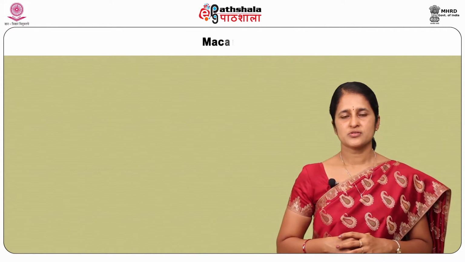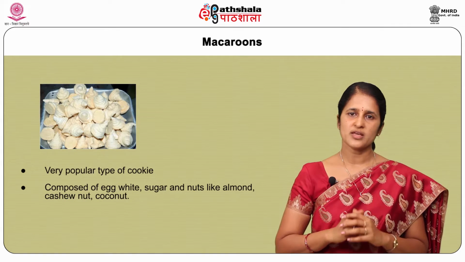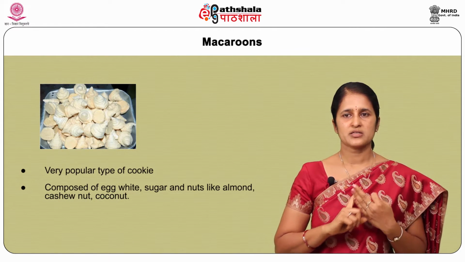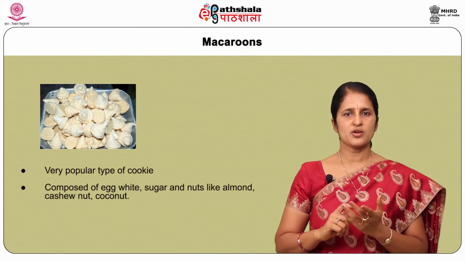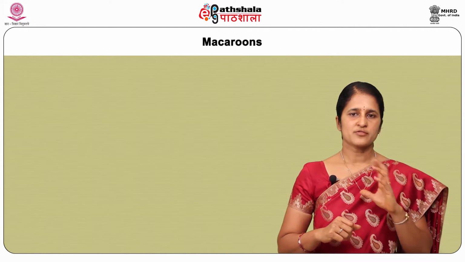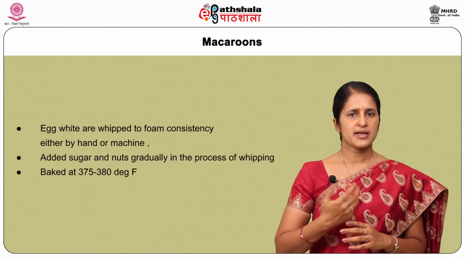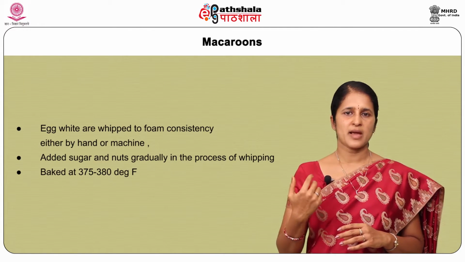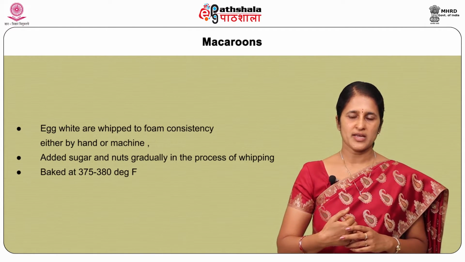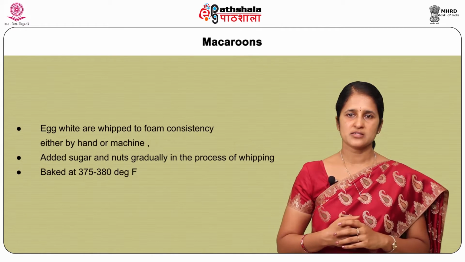We'll see about macarons. Macarons are a very popular type of cookie which has demand all year round. It is composed of egg white, sugar, and nuts like cashew nut, almonds, and coconut. Just to reduce the cost, groundnuts can also be added. First, take the egg white and whip it to a foam consistency. It can be done by hand or by mechanical instruments like a machine. Next, add sugar and nuts gradually while whipping. Finally, bake it at 375 to 380 degrees.